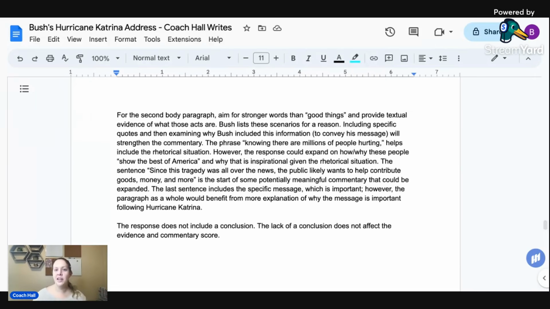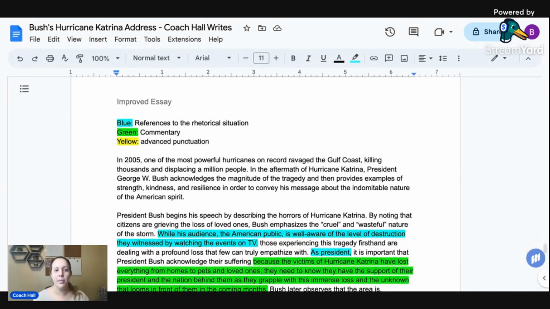And then just know that this essay did not have a conclusion, and that's totally okay. The lack of a conclusion does not affect the evidence and commentary score. So just as a tip for you, if you are running out of time on any timed essay for AP, I encourage you to focus on your body paragraphs, specifically the quality of your evidence and commentary, as opposed to a conclusion. All right, so now let's look at the improved essay.